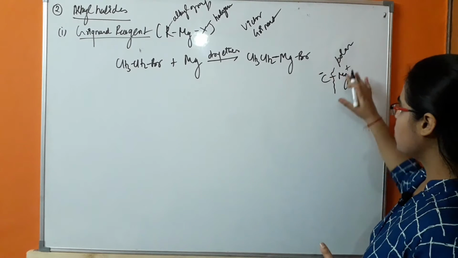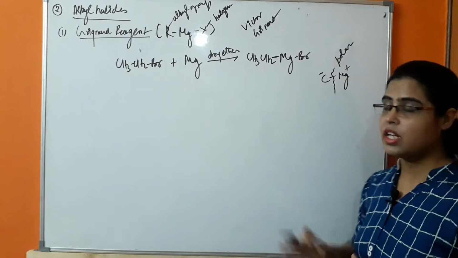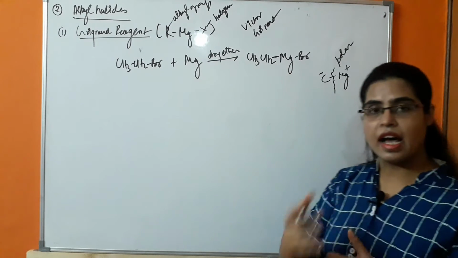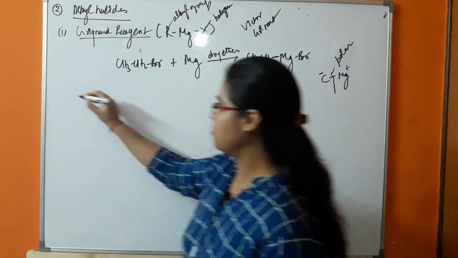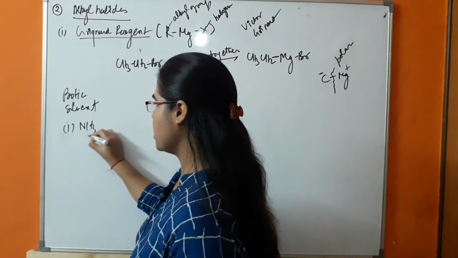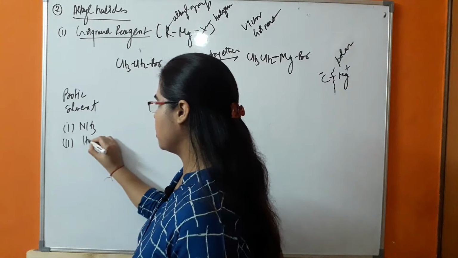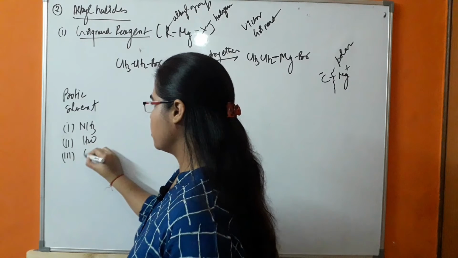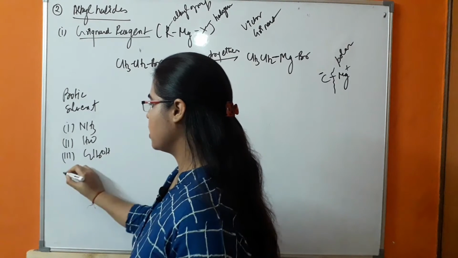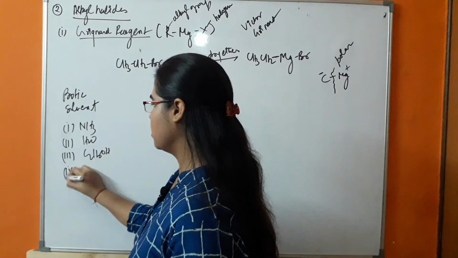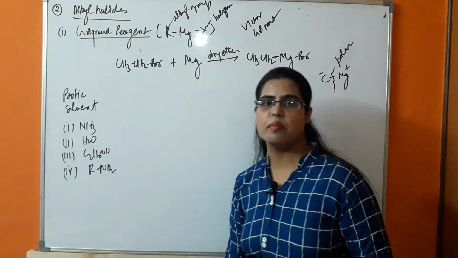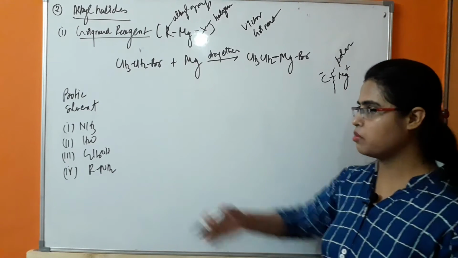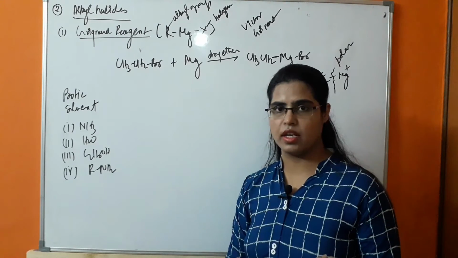Because of the polarity of this bond, the Grignard reagent is highly reactive in the presence of protic solvents. Examples: first, ammonia, NH3; second, water; third, C2H5OH; fourth, RNH2, that is an amine. So these are some examples of protic solvents. It means they produce H plus ion on reaction.